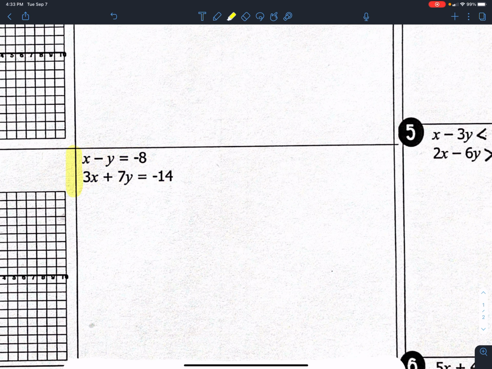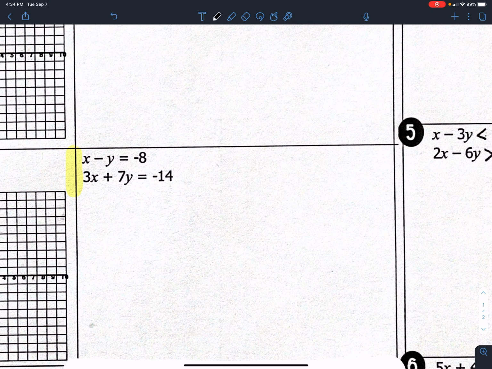However, I do have to look to see which ones I can eliminate. Well, if I wanted to eliminate the x's, one would need to be a positive 3x, the other would need to be a negative 3x. So that's not going to work for me. If I wanted to eliminate the y's, one would need to be a negative 7y and the other would need to be a positive 7y, which currently it's not that either. So I have to be able to cancel out the x's or the y's. So in this case, neither of them can be eliminated.